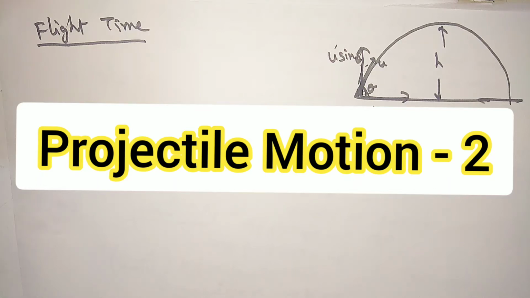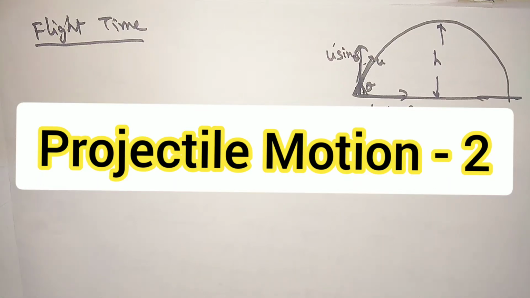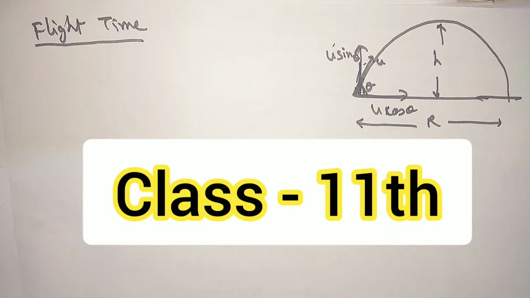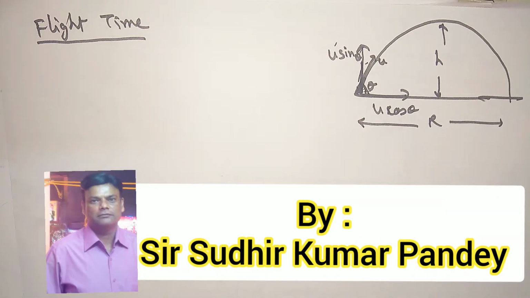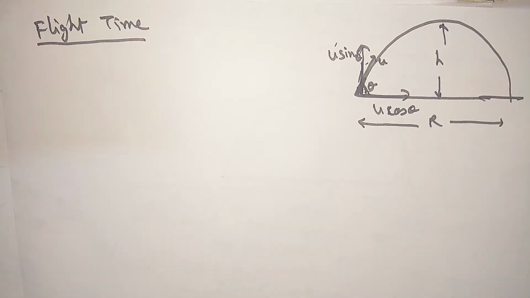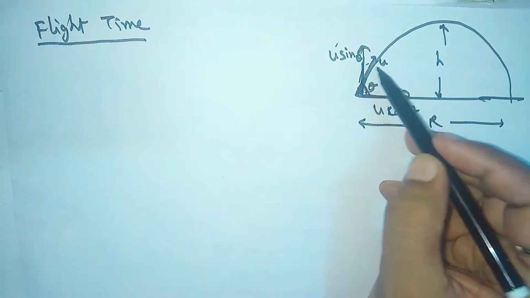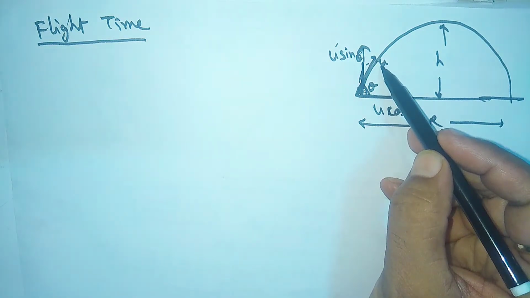Hello students, now we'll discuss some terms about the parabolic motion, that is the projectile motion. First of all, we'll find the flight time. See how we can find the flight time. Okay, a body is thrown with velocity u, initial velocity u.